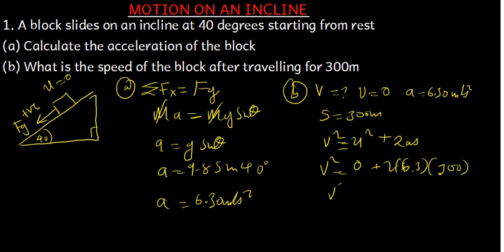So v squared is going to give us 2 multiplied by 6.3 multiplied by 300, which is 3779.59. To remain with v, we take the square root. So v is going to be the square root of the answer. The final velocity therefore is 61.48 meters per second. That would be the answer in that case.